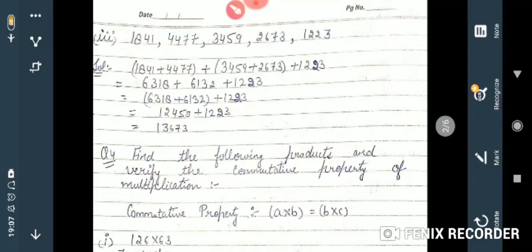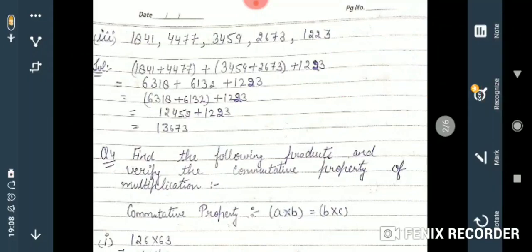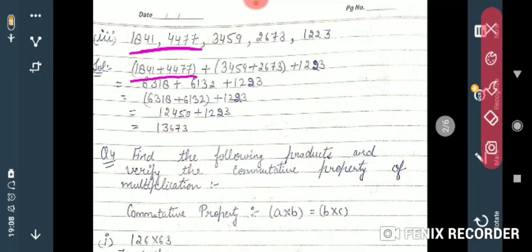We will apply distributive property. Which property? Distributive property. Okay. Just see these 2 numbers. First we will make these 2 numbers in bracket. Then next 2 numbers in bracket. We'll keep this number as it is. Then we will add these 2 numbers. What we will get? 6318. And then we will add these 2 numbers. What we will get? 6132. And then this number.